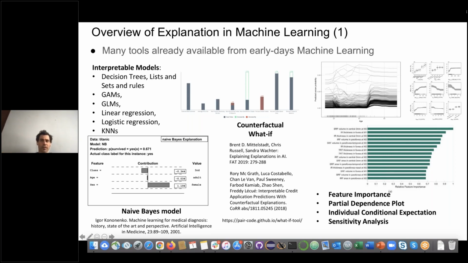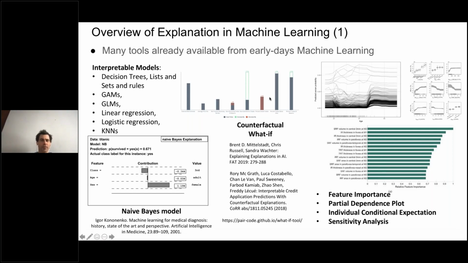On the right-hand side, if you don't have such a simple model, then you can use feature importance, partial dependency plot, and other tools which have been available for years. So that's another way for you to debug the model and get the first insight.